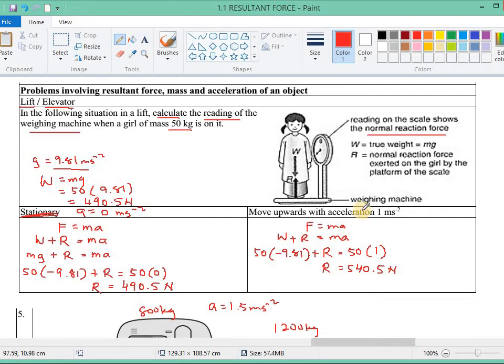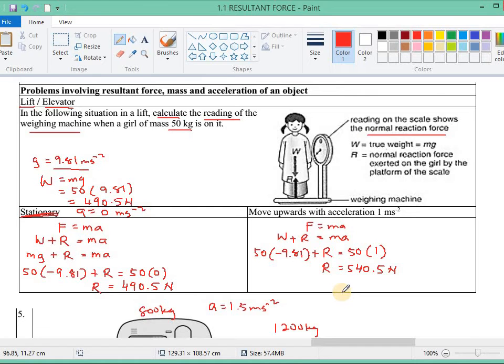So this is what happens when the lift is moving upward with acceleration 1 meter per second squared. The weighing machine will show a reading that is larger than the weight. I repeat, when the lift is accelerating upward, the reading on this scale will be larger than the weight of the girl. Because the weighing machine is pushing the girl upwards, the upward force must be bigger than the weight, then only can she accelerate. The compression on the weighing machine will be greater, so the reading of the scale, 540.5 newton, will be greater than the weight.